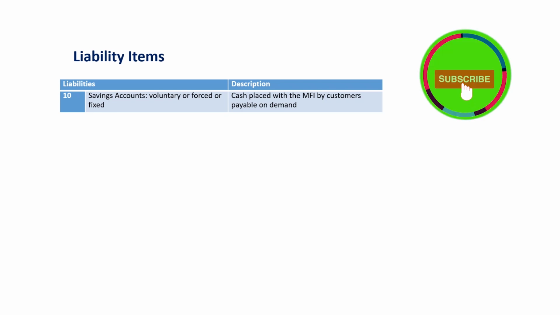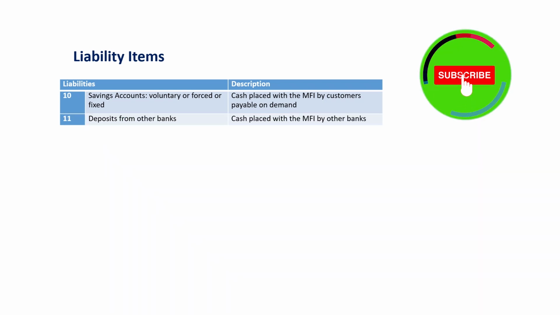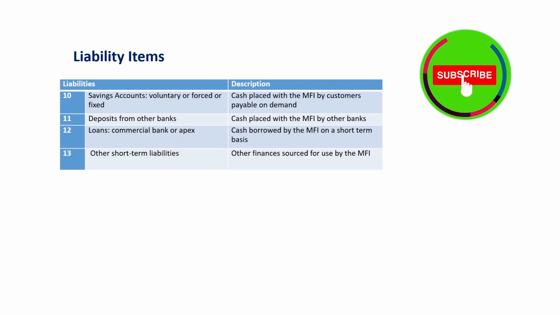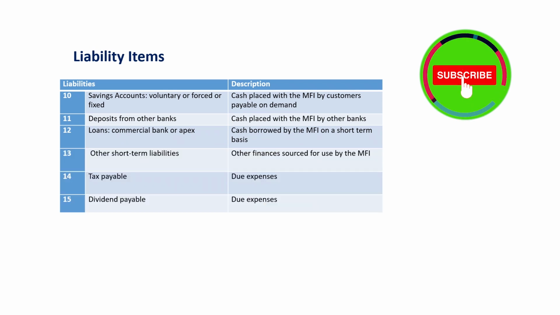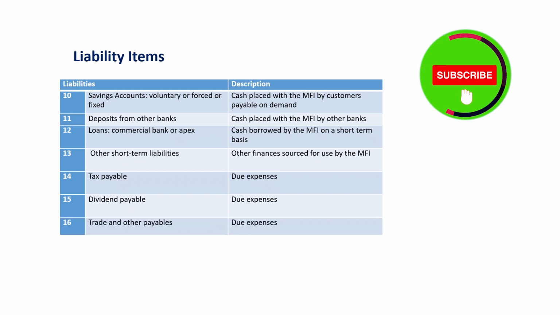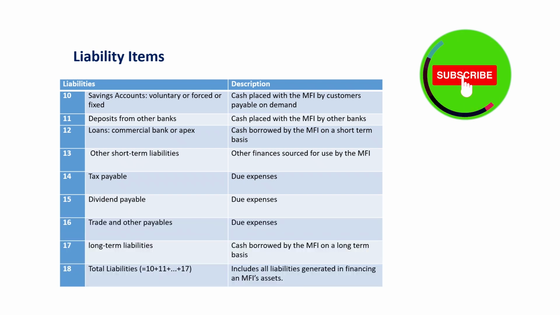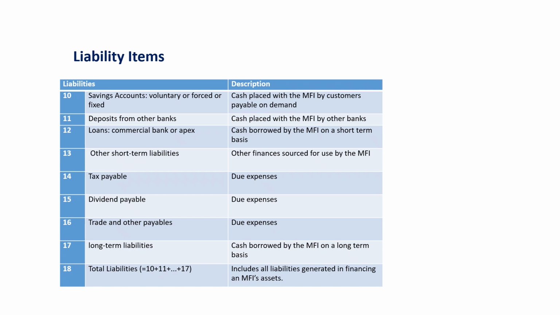In the listed table below, numbering 10 to 18 in the liability column. We start with savings accounts, voluntary or forced or fixed, deposits from other banks, loans, commercial bank or Apex, other short-term liabilities, tax payable, dividend payable, trade and other payables, and long-term liabilities, as seen in the total. Items 10 to 17 only can be summed up. You can pause the video lecture to have a better read of the item descriptions.